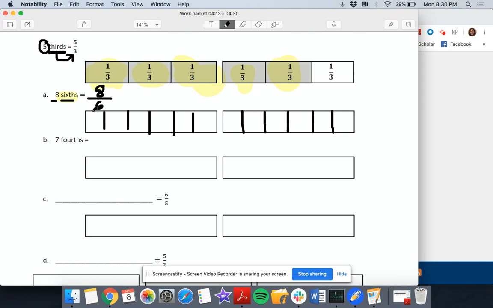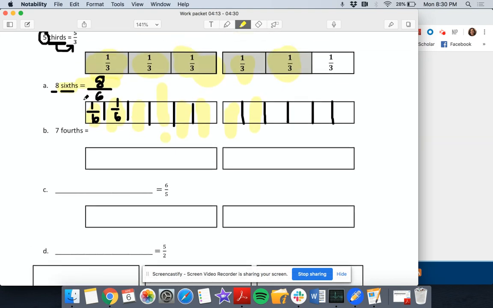Each of these represents 1/6. Okay, this one's 1/6. This one's 1/6. This one is 1/6. You guys get the picture. Okay. How many do we need to shade in? We need to shade in 8 of them. 1, 2, 3, 4, 5, 6, 7, 8. Okay. And that's it. That's all you need to do.